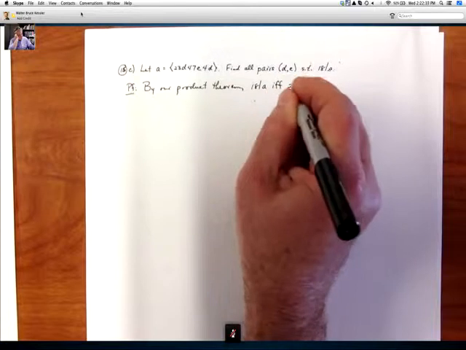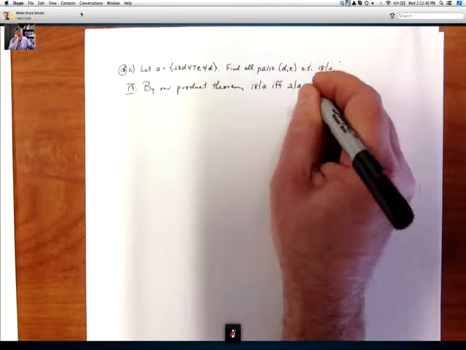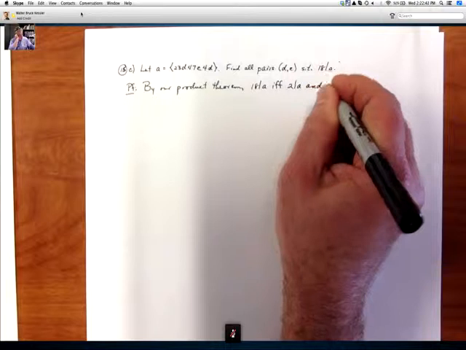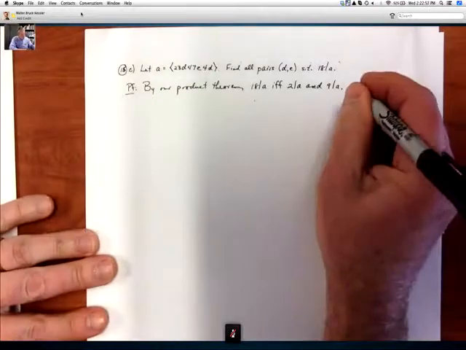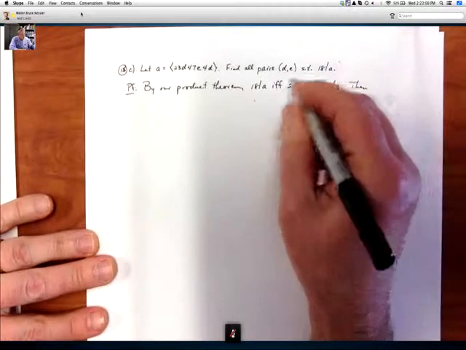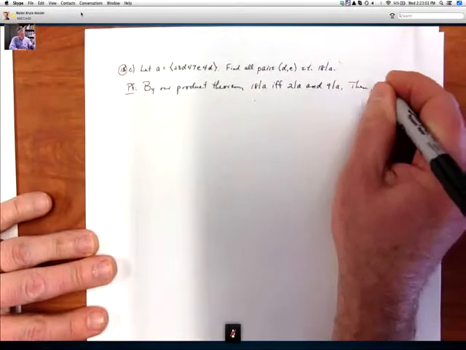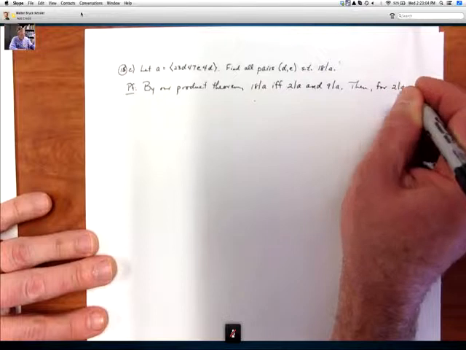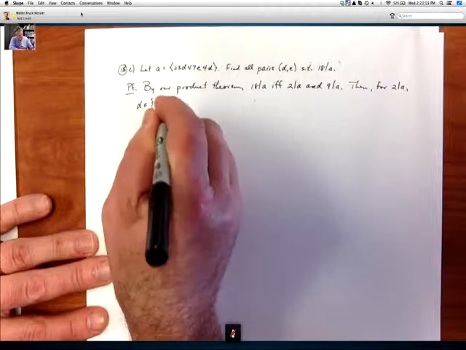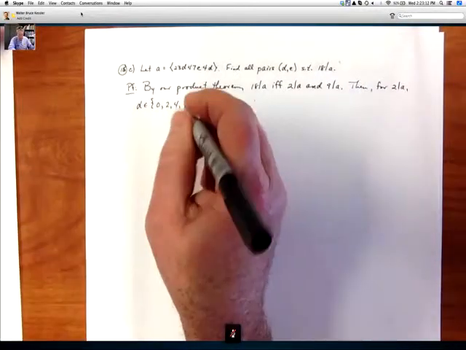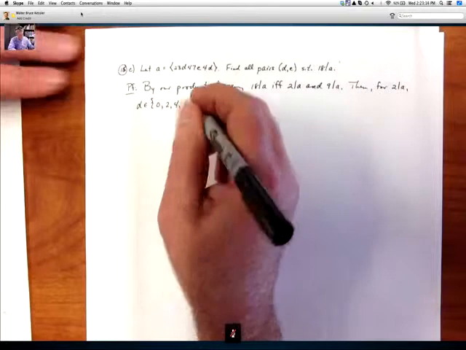18 will divide A if and only if 2 divides A and 9 divides A. You can go ahead and say, if you want to, since 2 times 9 is 18 and 2 and 9 are relatively prime. I'm going to add it. Then, to be divisible by 2, we know that the last digit D has to come out of this set, 0, 2, 4, 6, and 8.